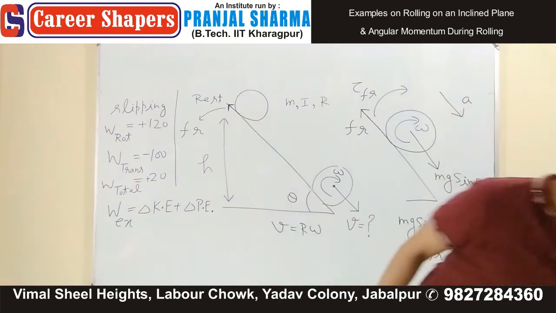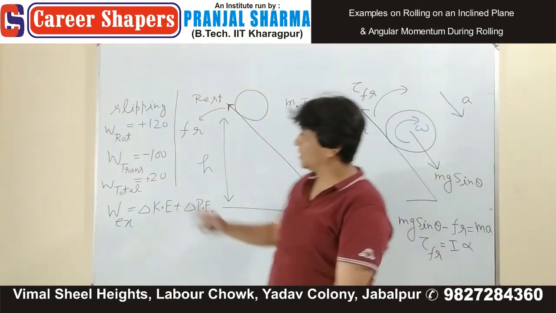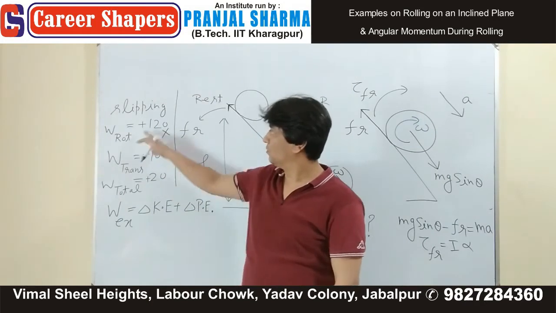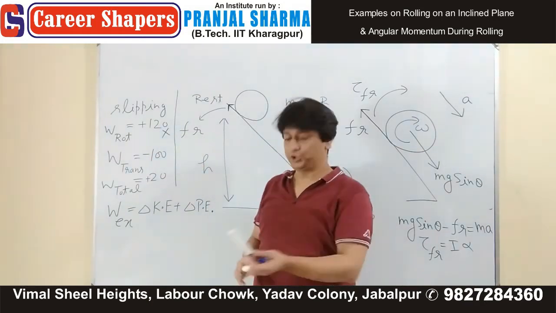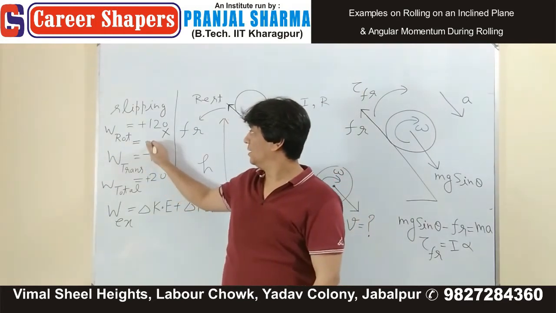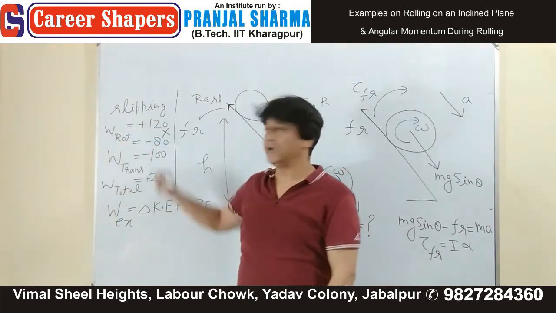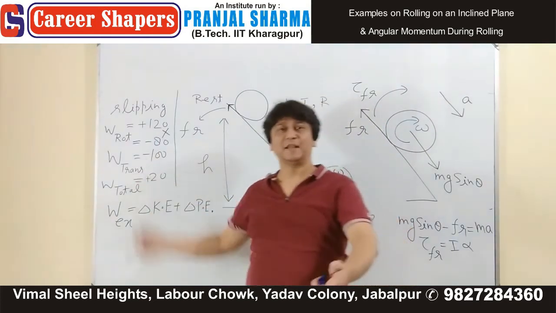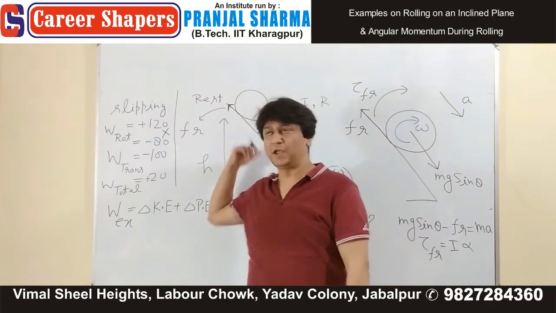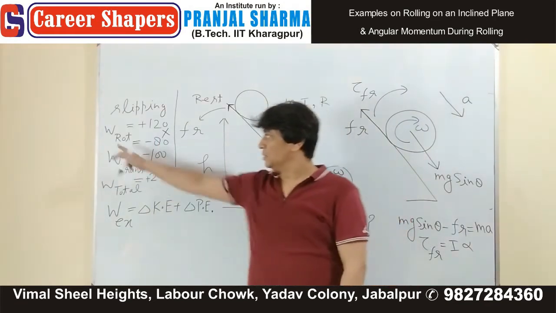And therefore work done in rotational cannot be plus 120. It should be what? It should be minus of 80 type. Not exactly minus 80. It can be minus 90. It can be minus 70. Anything depending on the mu and all.